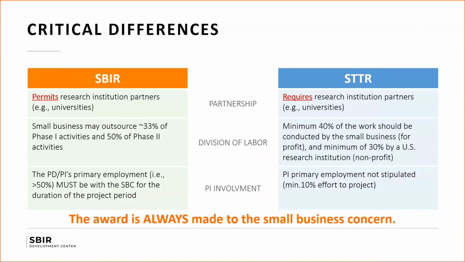The Small Business Transition Grant uses an SBIR in phase 2. So this would be the 50% limit. Not more than 50% of the money can go to a university in the phase 2 SBIR. Also, the PI's primary employment must be with the small business.